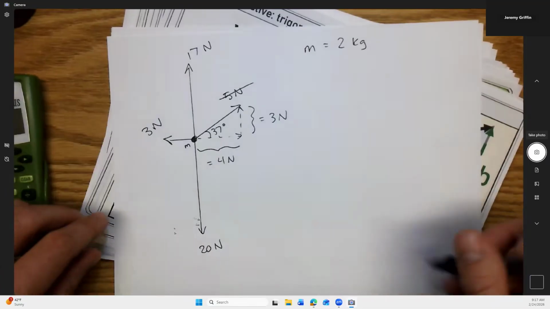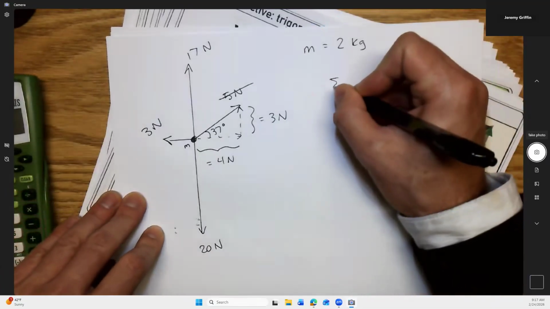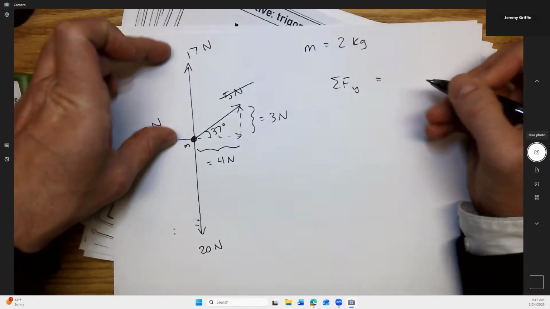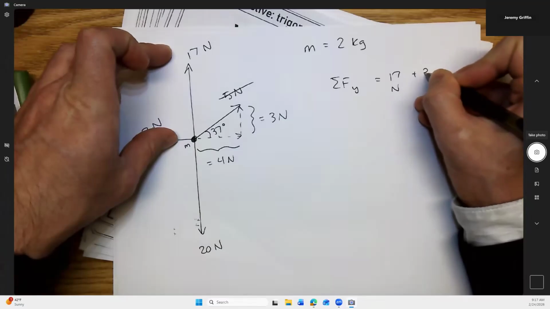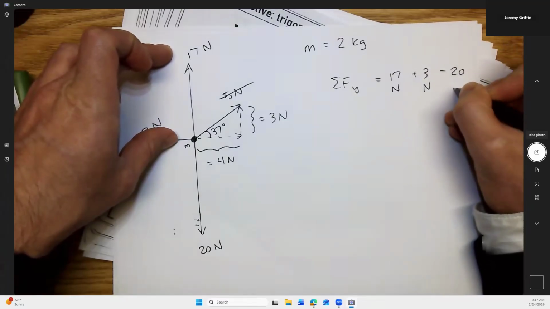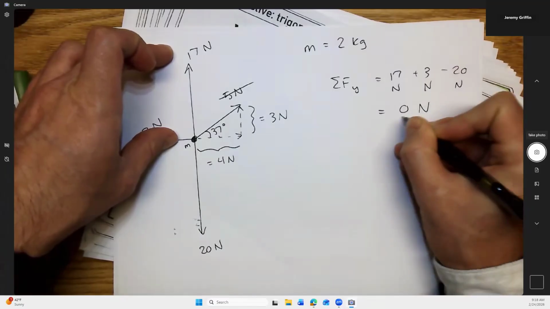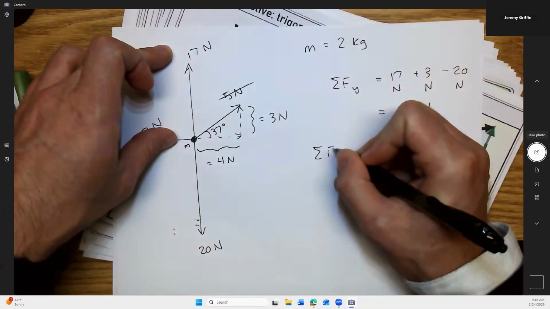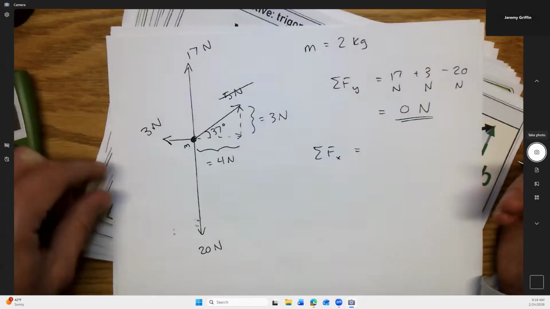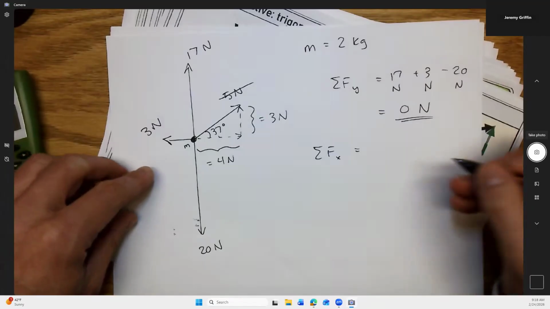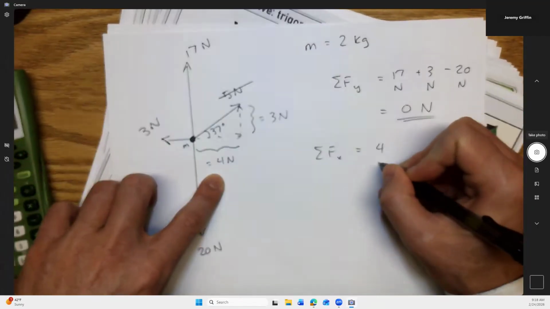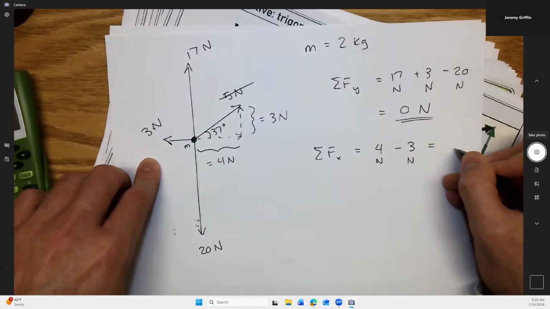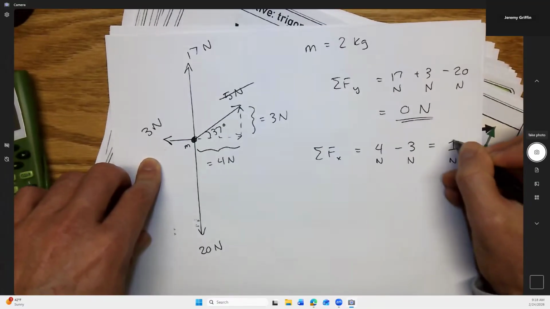Okay. So now, what's the sum of the forces in the y direction? It is 0 because 17 plus 3 minus 20 equals 0. Okay, so there's no net force in the y direction. What's the sum of the forces in the x direction? 1 newton, right? Because I've got 4 newtons going to the right and 3 newtons going to the left. So subtract them. I'm getting 1 newton.